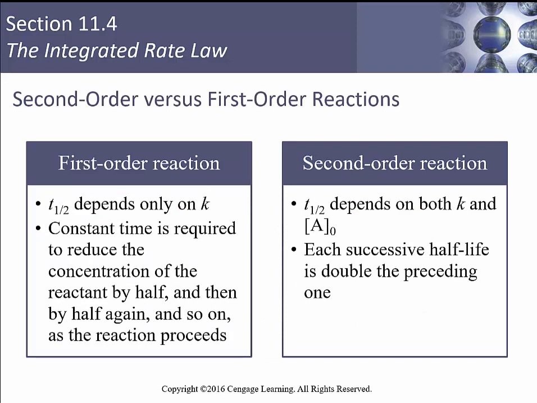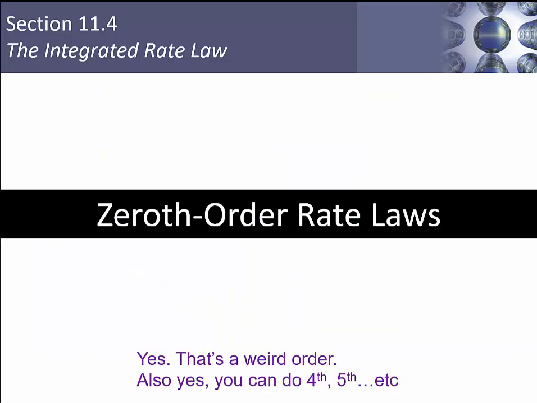All right, so let's compare. In our first order reaction, T1/2 depends only on k. In our second order reaction, our half-life depends on both our concentration and k. Our half-life is constantly spaced out, whereas in a second order, our half-lives are increasing over time. Right? What about 0th order?